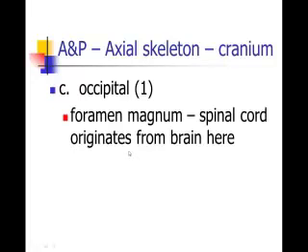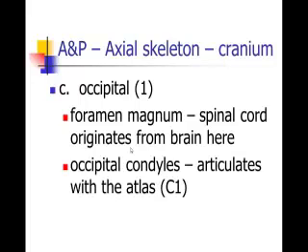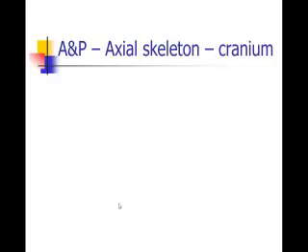It has a foramen magnum as part of it, large opening where the spinal cord originates from the brain. Also, the occipital bone has occipital condyles. The occipital condyles are going to be really important for articulation with the atlas. And that acts like a rocking chair. So when you nod your head yes, your occipital bone and the occipital condyles are rocking back and forth on the atlas, very much like a rocking chair on a floor.